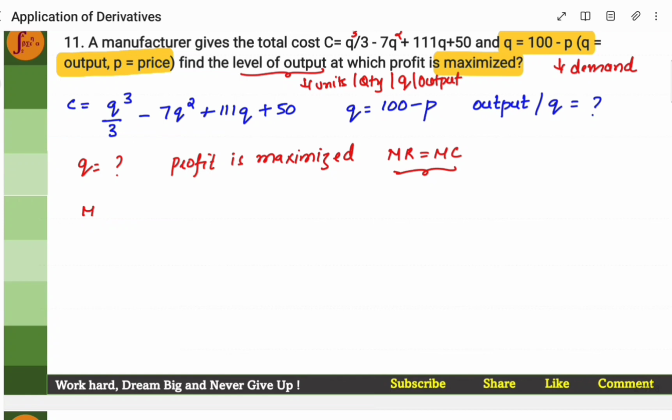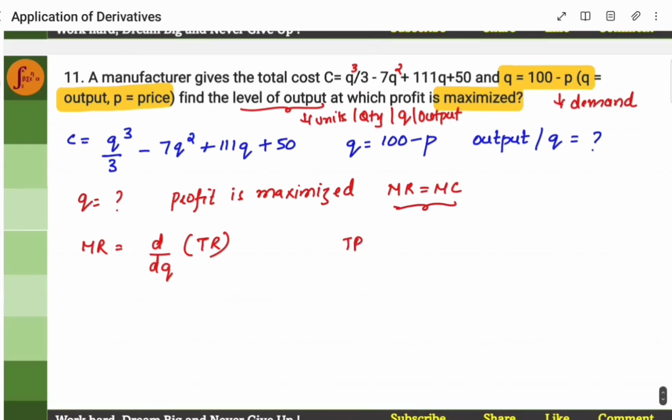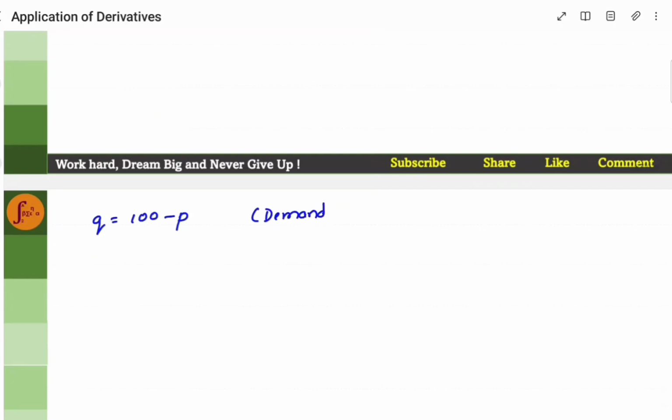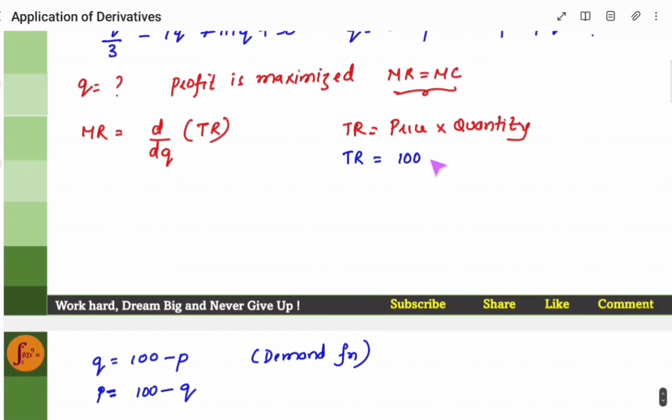So we'll have to find marginal revenue, which is nothing but differentiation with respect to Q, because Q is the number of units. We need to differentiate total revenue, right? But we don't know what total revenue is. Total revenue is nothing but price into quantity. This is the demand function. Price would be 100 minus Q, when I shift P this side and Q this side. Let's substitute price here: 100 minus Q into quantity Q.